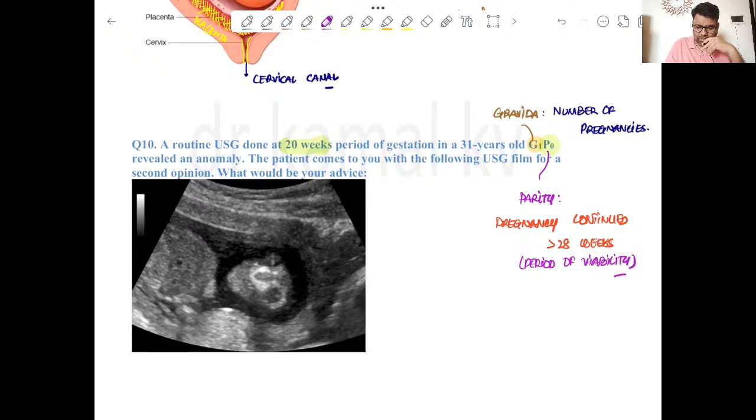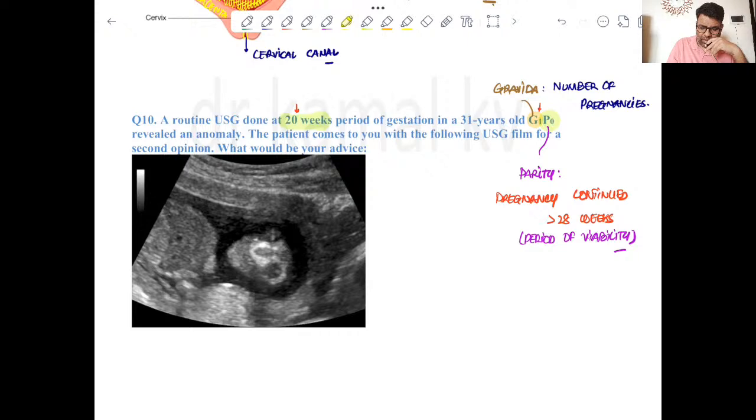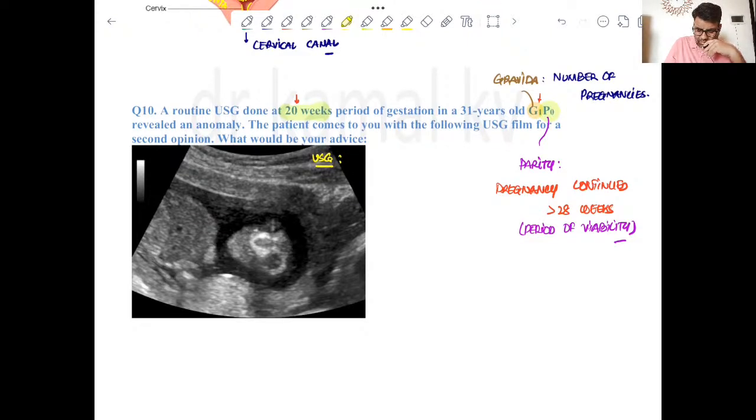Coming to the case proper, this lady is pregnant, right? So we have written G1 and the period is only 20 weeks, so P will be 0 anyway. Now what is the question actually? This is the ultrasound and what we can see here. Now this is one of the easiest questions you can have in exam. Now what you can see, look at, this is the upper part of face. Clear? So this is all face, and look at the eyes. These are the eyes here, right?